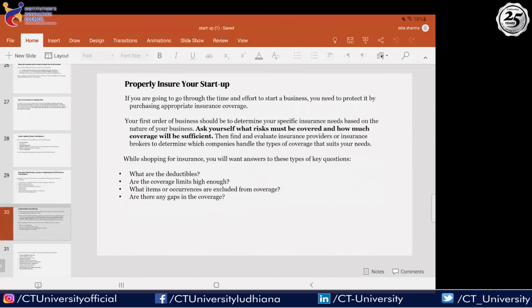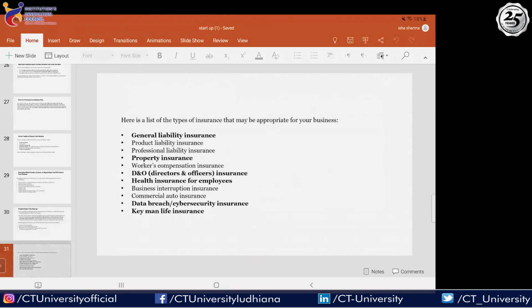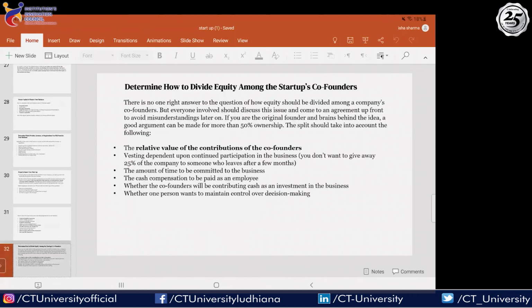There are certain kinds of insurances also which are available for startups and for ideas. If you have a small base, then general liability insurance, property insurance, director's insurance. If in case something happens to a director, at that point of time it becomes very important. And majorly for larger organizations, this kind of director insurance is pretty much required. Health insurance for employees, data breach and cyber security insurance, key man life insurance, all that can be claimed.